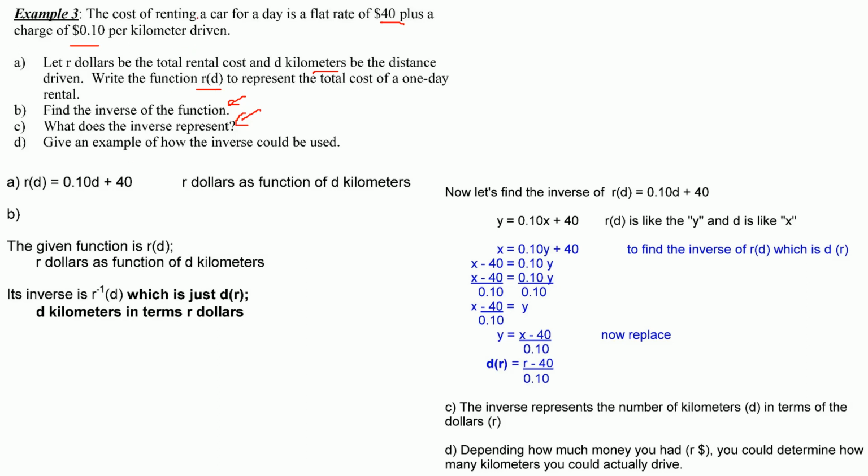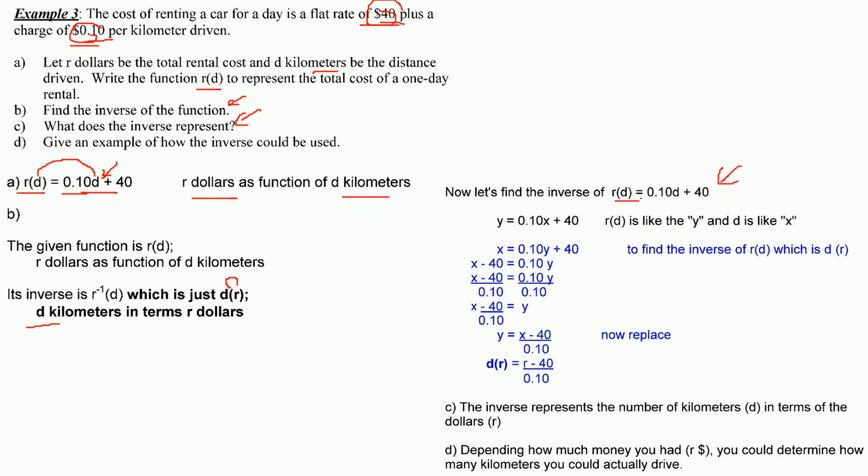So the function is something like this. The cost of renting a car is the flat rate plus this per kilometer. So it will be 0.10 into the distance being covered, D, plus 40 is the flat rate. So this is our function. R dollars as a function of D kilometers. So the inverse, R inverse(D), which you can say is just D(R), because now we are trying to find D kilometers in terms of R dollars.